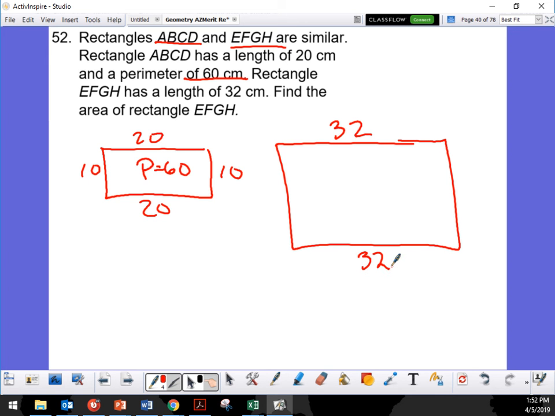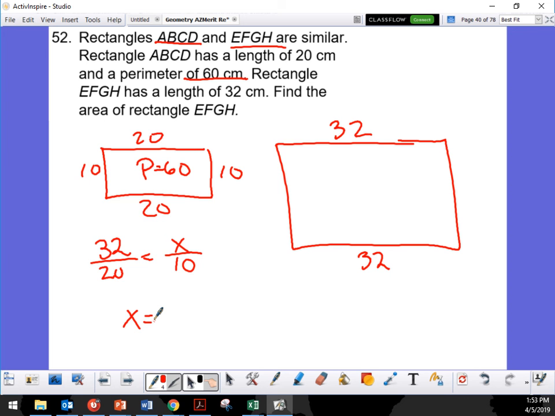Does that one also have to equal 60? No, this one doesn't have to equal 60, because it doesn't say what it equals. 32 over 20. I could figure out this one, right? How would I figure it out using cross products? 32 over 20 is equal to x over 10, and you get x is, do the math.